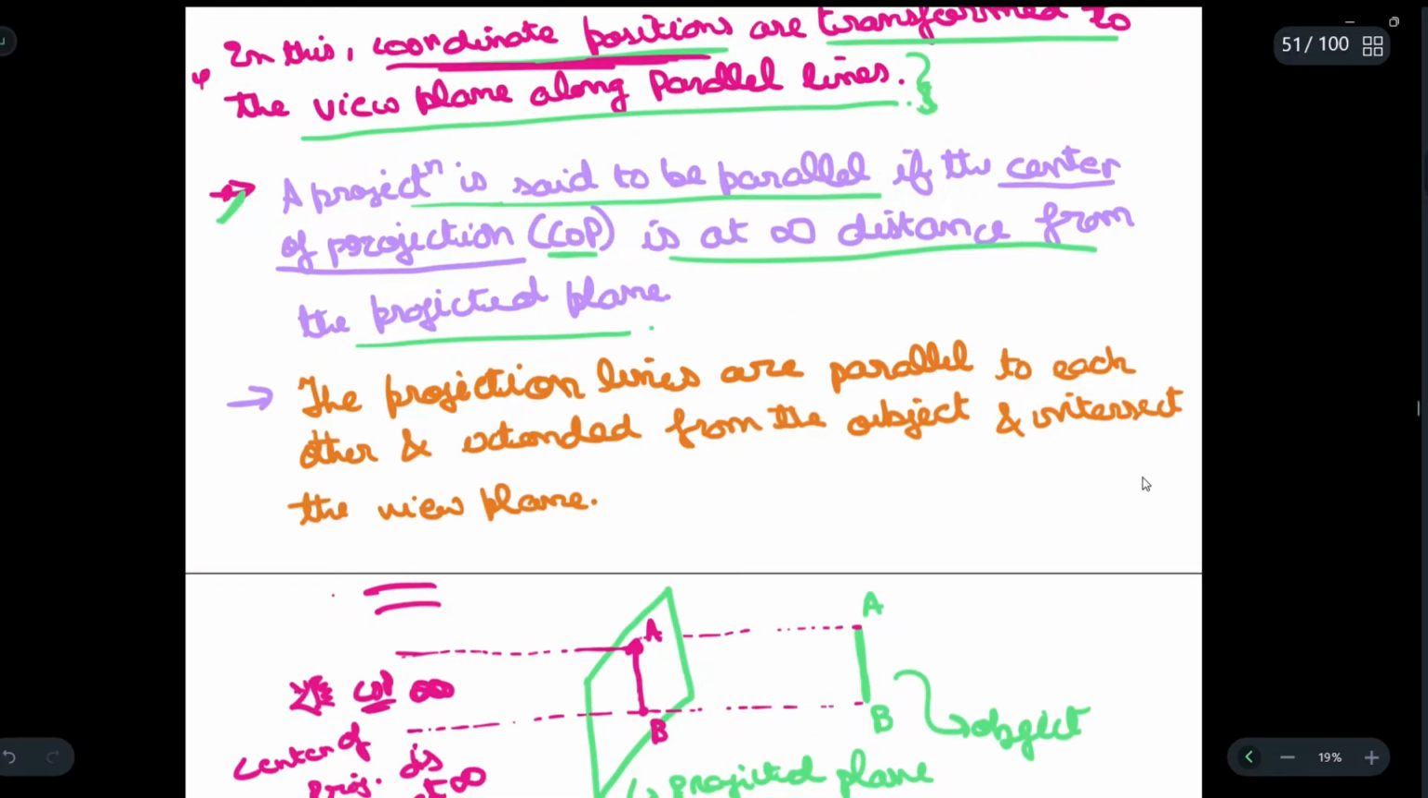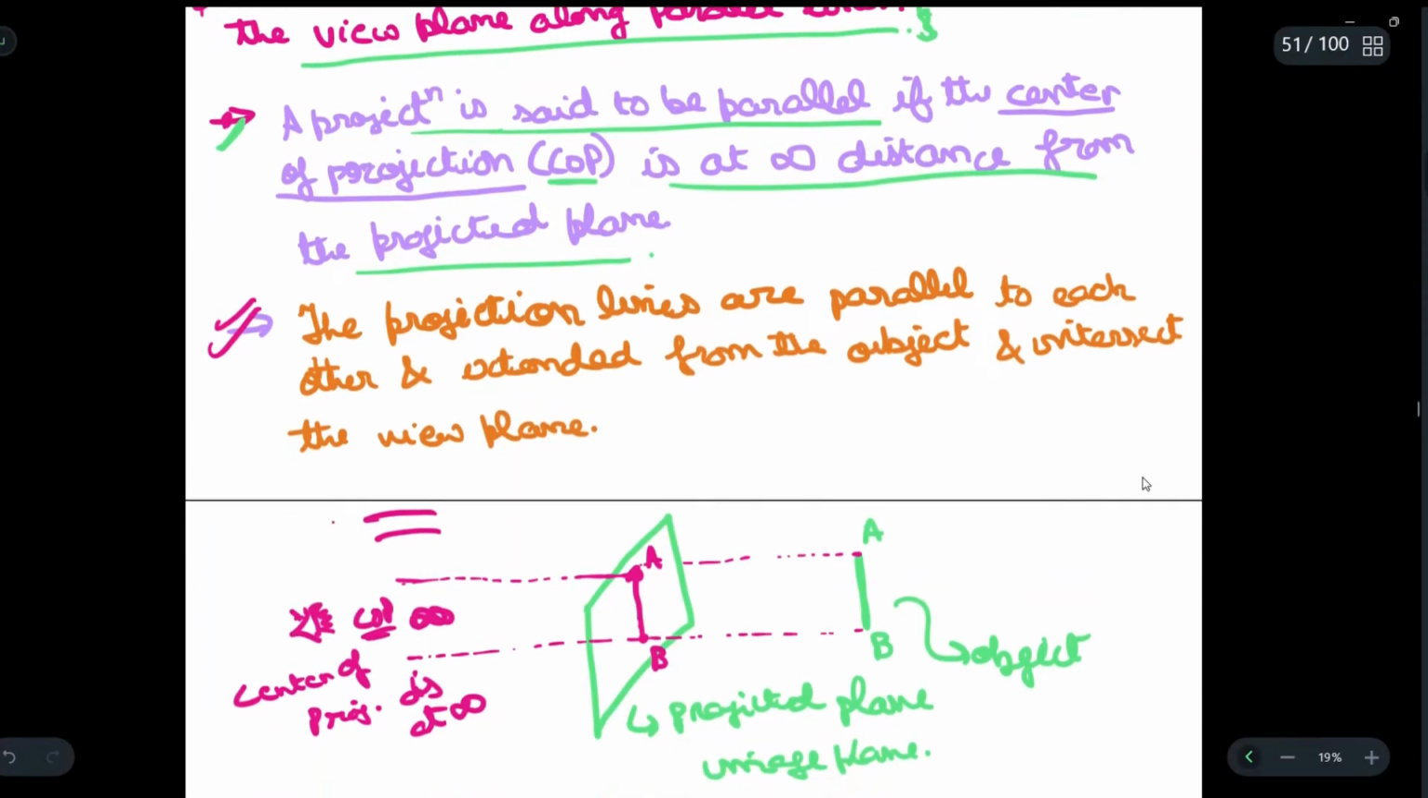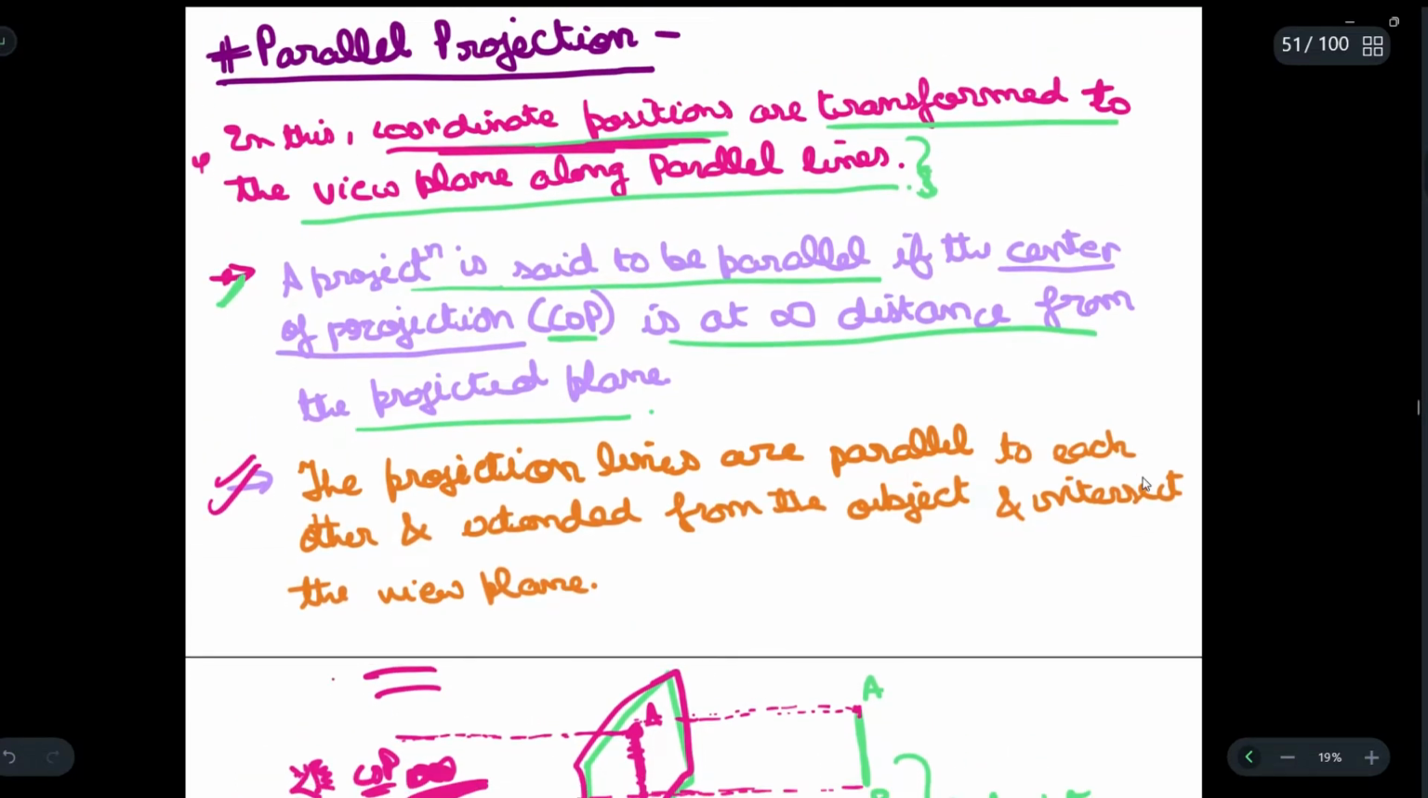Now we will see the third point. The projection lines are parallel to each other and they extend from the object and intersect the view plane. What they mean is that from the object the parallel lines are projected and they intersect the projected plane, which is intersected by the projected parallel lines that form the image over here. Now these parallel projected lines, when extended, mean that the center of projection is at infinity. So whenever the center of projection is at infinity, you should always be certain that we are talking about parallel projection. This is the key point of parallel projection.